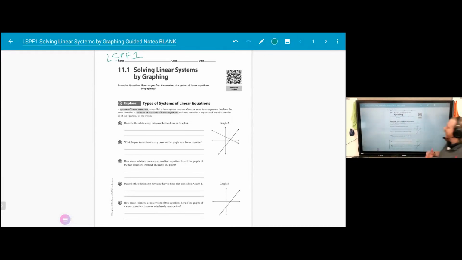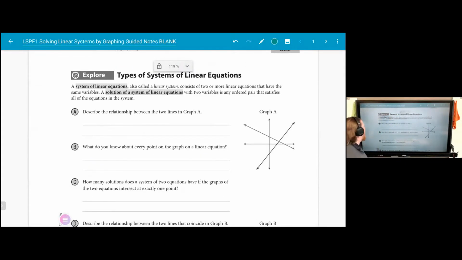What we're looking at here is solving linear systems by graphing. That's a lot of things. We know graphing. We know what graphing is. What are linear systems? That's kind of the next thing. A system of linear equations, also called a linear system, consists of two or more linear equations that have the same variables. In other words, two or more that have like X and Y generally, okay?